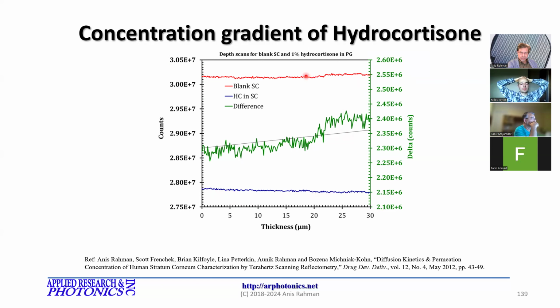And if we take the difference of this red and blue curve, then we get the distribution of the hydrocortisone within the stratum corneum. So apparently, this is thickness. The hydrocortisone is actually penetrating a little bit inside the stratum corneum. As you can see, at zero time on the surface, which is thickness equal to 0, and this is the green curve, green axis, the count is less than at the depth of 30 micron, where the count is more.